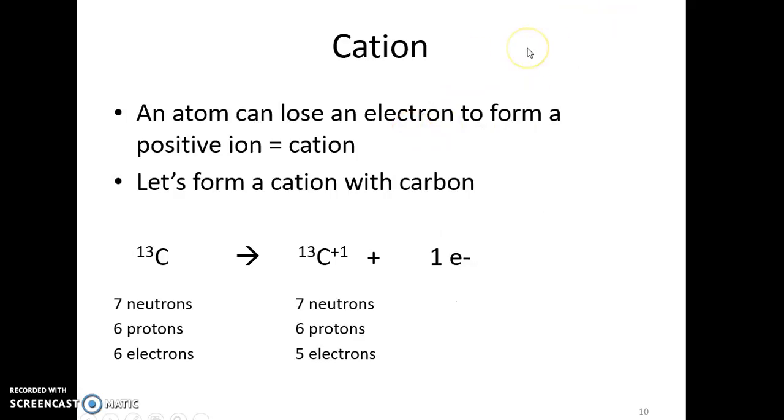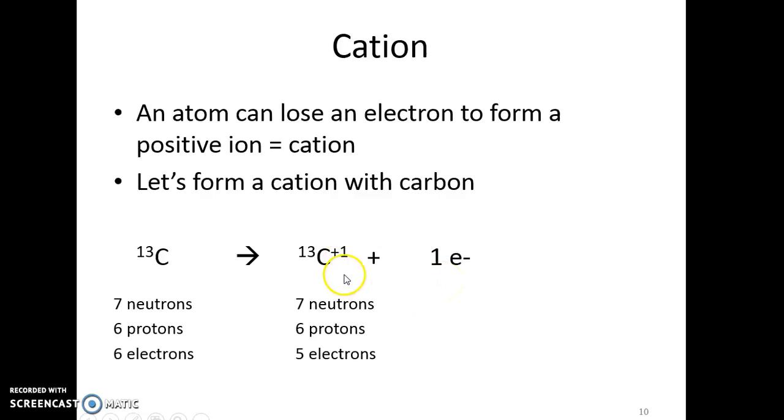The formation of a cation comes about by an atom losing electrons. So let's look at carbon-13 down here. I just picked that for the fun of it. Carbon-13 has 7 neutrons, 6 protons, and 6 electrons. We know it has 6 protons because if we look in the periodic table, carbon has atomic number 6. I chose this isotope just so that I would have a different number of neutrons. Notice what happens: before, you have this uncharged atom. Afterwards, you have a charged atom. It has a positive 1 charge because it lost 1 electron.